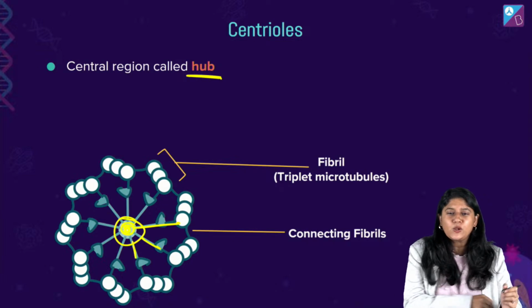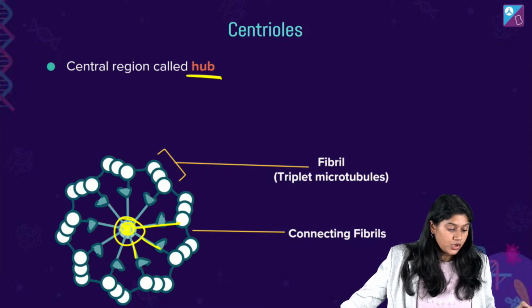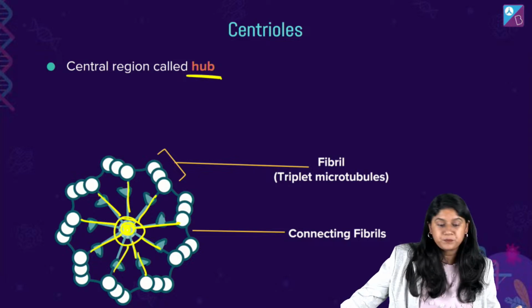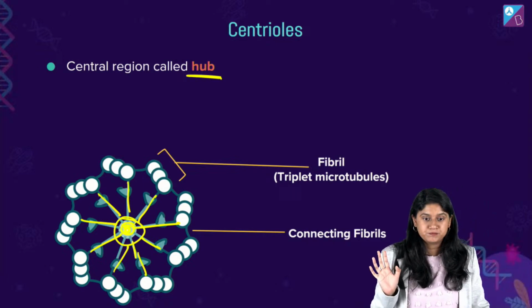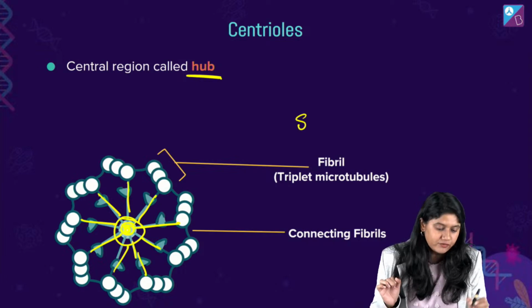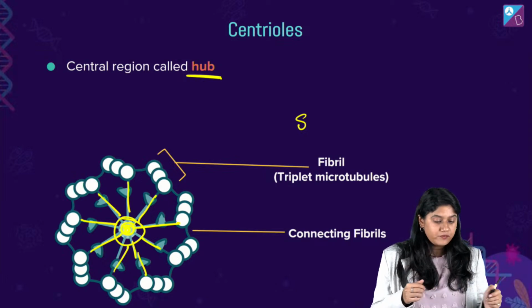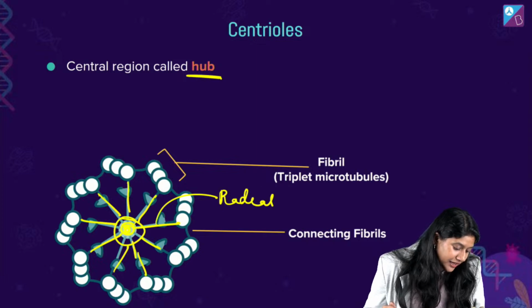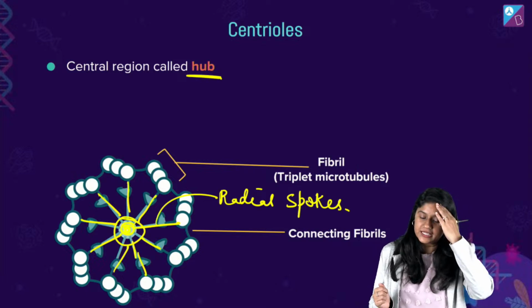Can you name them? What we call them as? Yes, very good. So we can see these structures, right? They are attached to the hub and they're actually connecting these triplets, microtubules, to the hub. What we call them as? Can I give you hints starting with S? Very good, Kunal, very good. They are called as the radial spokes. Clear? Yes.